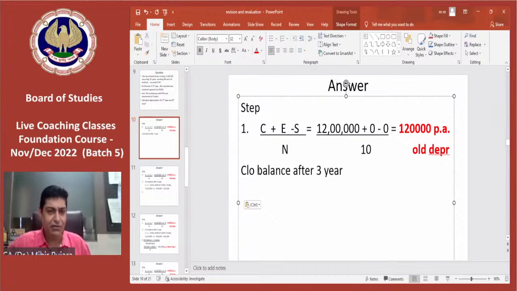Now, guys, step number 2. We need to find out the closing balance after 3 years. Tell me, be fast. What will be the closing balance after 3 years?